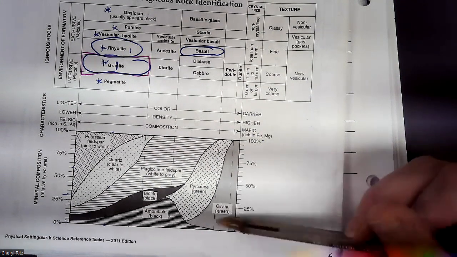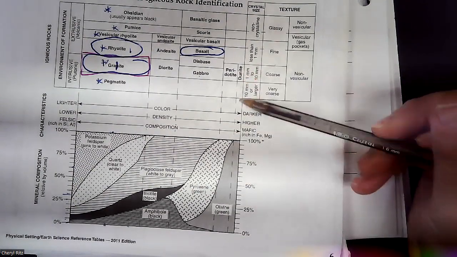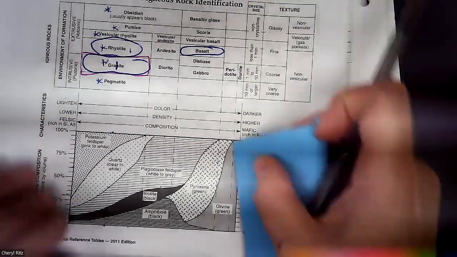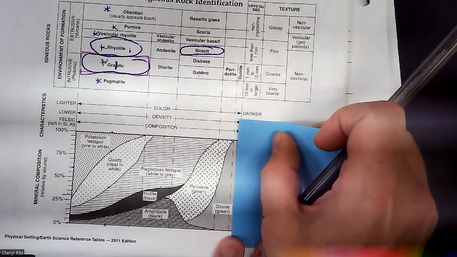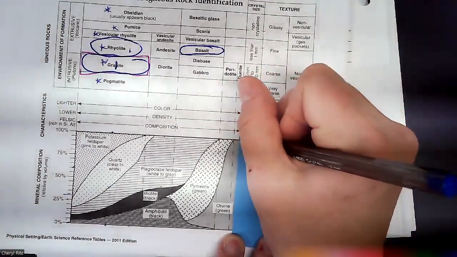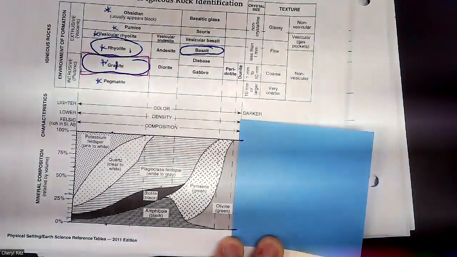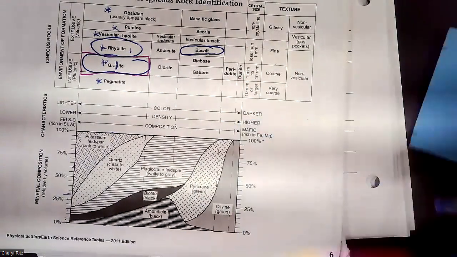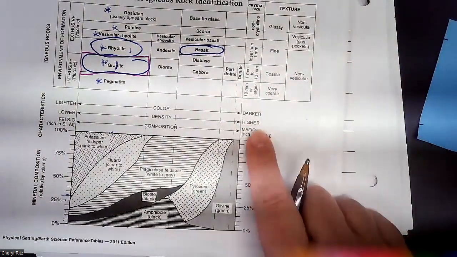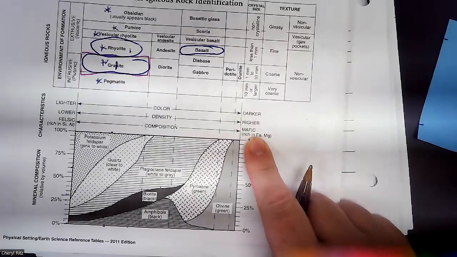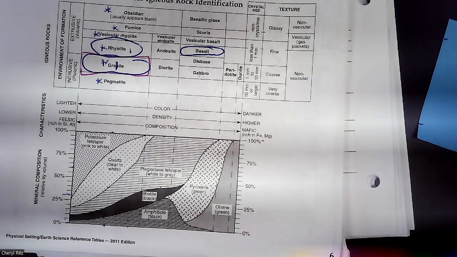Yeah, so here's olivine. We want the rock that, if I put this in the middle of the word, dunite, it is 100% olivine. There's nothing else on there. So the color for that rock would be darker, higher density, and it would be mafic. Then just name the rocks.